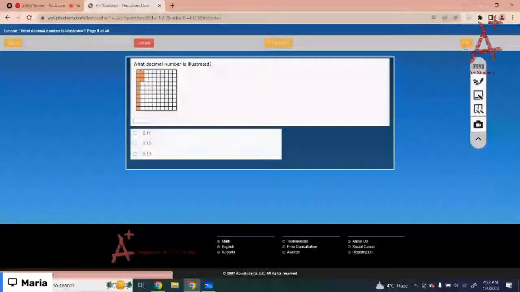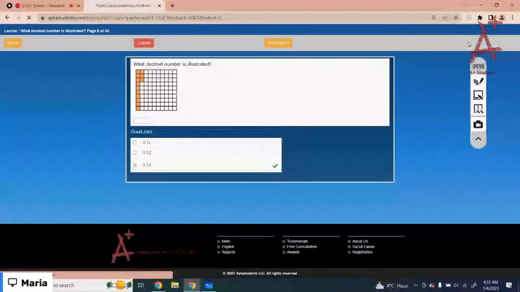Okay, which decimal number is illustrated? So which is the correct option? 13 divided by 100 equals 0.13. Got it?